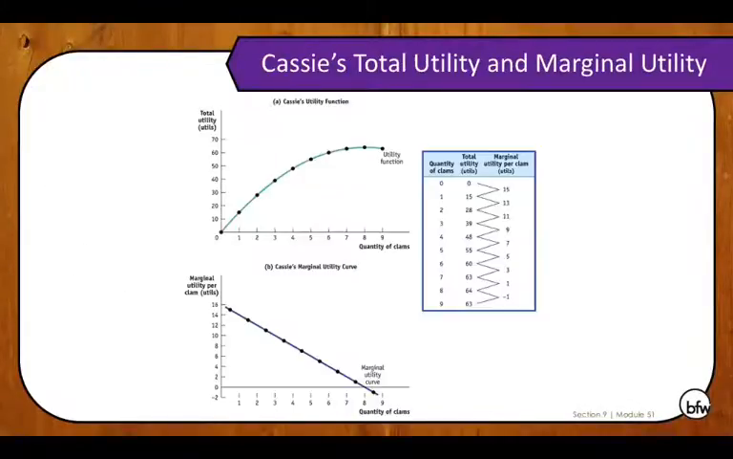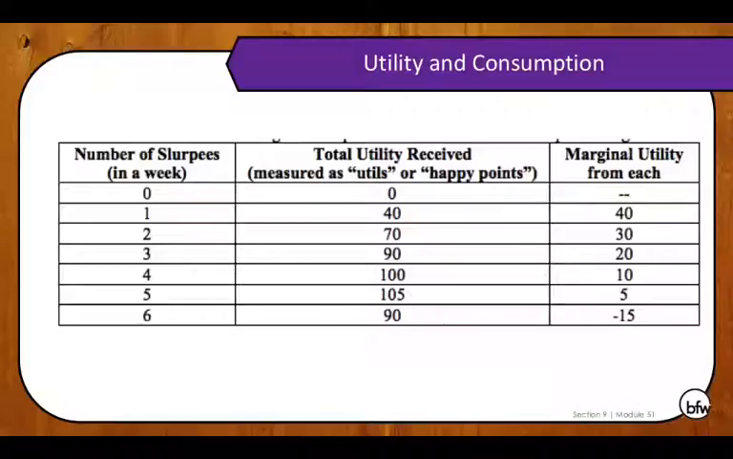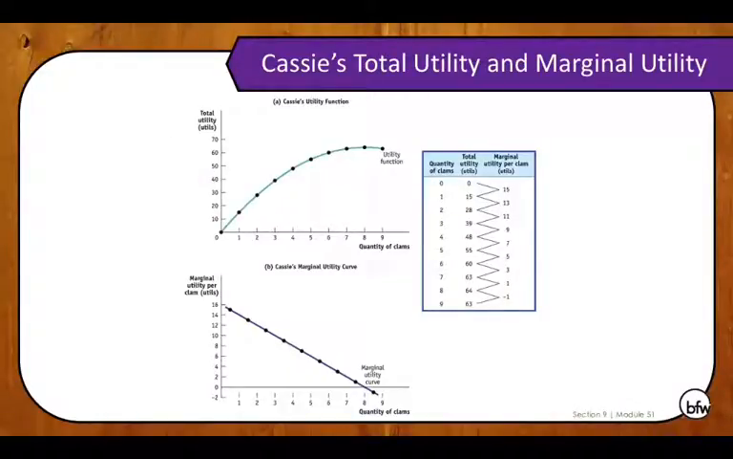So if we go back to this chart here, you can see the marginal utility that we get from consuming additional Slurpees in a week. The marginal utility function slopes downward, as we see here, due to the principle of diminishing marginal utility. The principle of diminishing marginal utility says the additional satisfaction or additional utility, meaning marginal utility, that a consumer gets from consuming one more unit of a good or service declines as the amount of that good or service consumed rises. And that is true for any good or service.